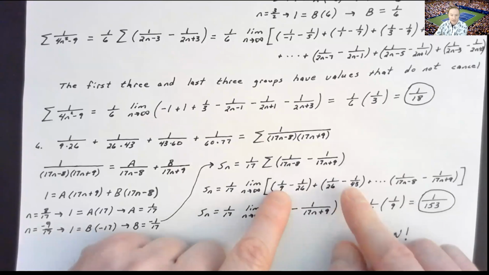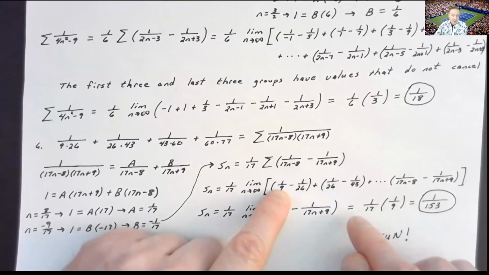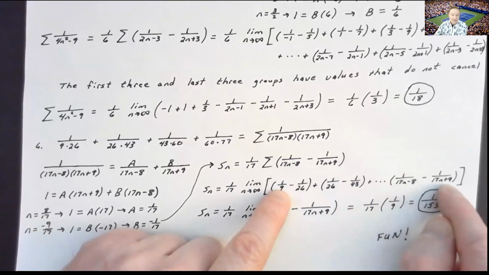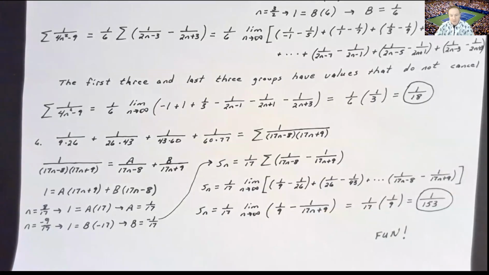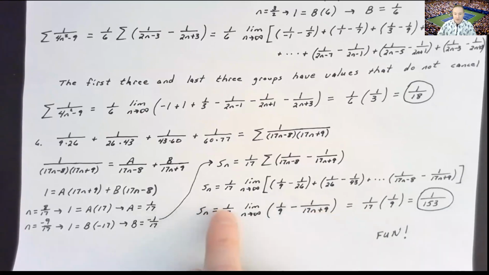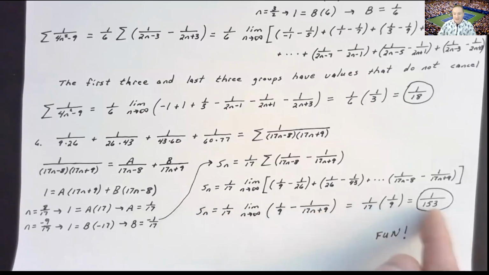But nothing's ever going to cancel out the 1 over 9. In the same manner, nothing would ever cancel out the very last term of this series. So you can't cancel out the first term nor the last term. Every other term will cancel. So this is equal to 1/17 times the limit as n approaches infinity of 1/9 minus 1 over 17n plus 9. That 1 over 17n plus 9 becomes irrelevant because you take the limit as n approaches infinity, and that term goes to 0. So our final answer is just 1/17 times 1/9, and we get our 1 over 153.